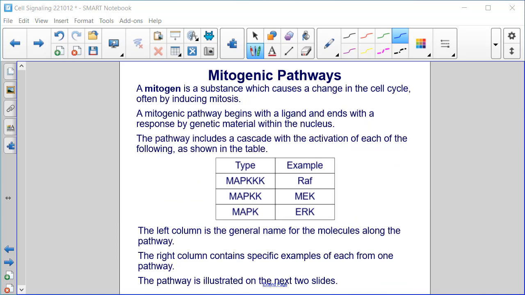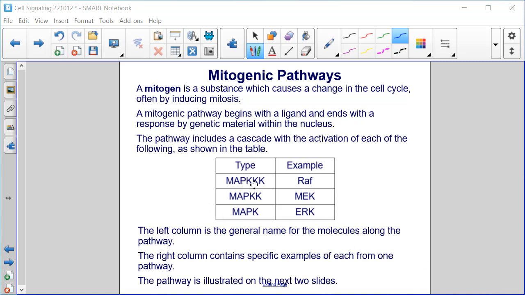Mitogenic pathways. A mitogen is a substance which causes a change in the cell cycle, often by inducing mitosis. A mitogenic pathway begins with a ligand and ends with a response by genetic material within the nucleus. The pathway includes a cascade with the activation of each of the following as shown in the table. The left column is the general name for the molecules along the pathway.